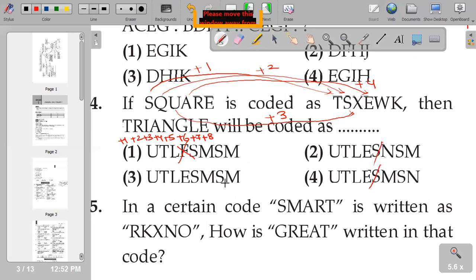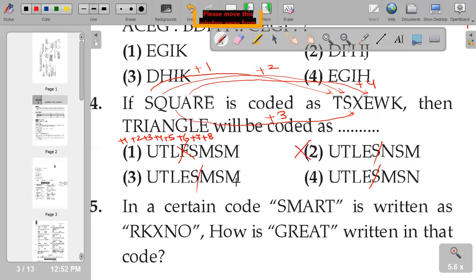All the options from here are the same. The only letter deciding is M. So M, G. G, how much will we add? G, 6. H, I, J, K, L, F, M. So we are left with options 3 and 4.